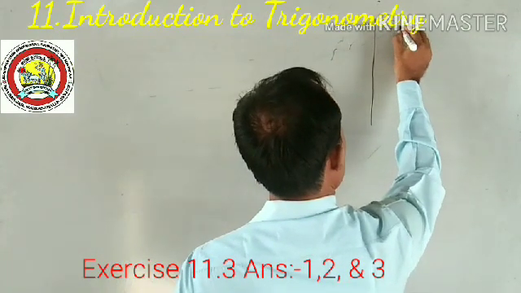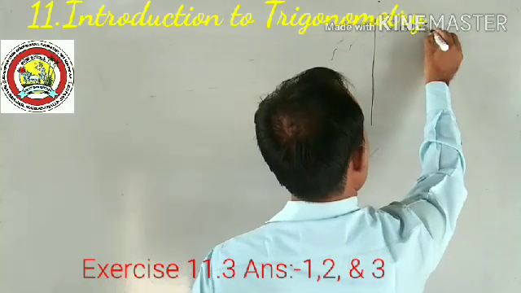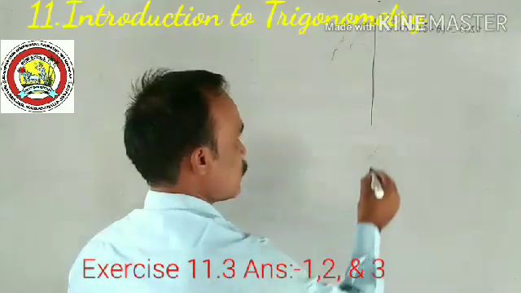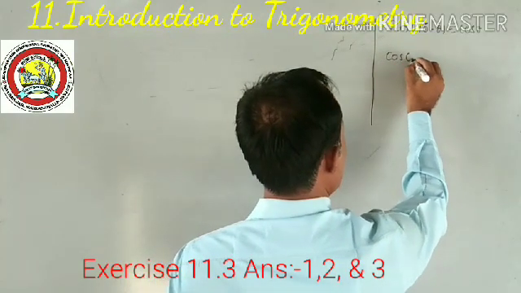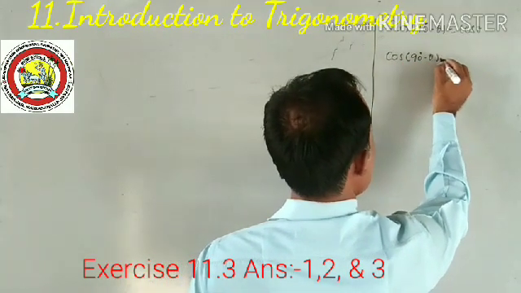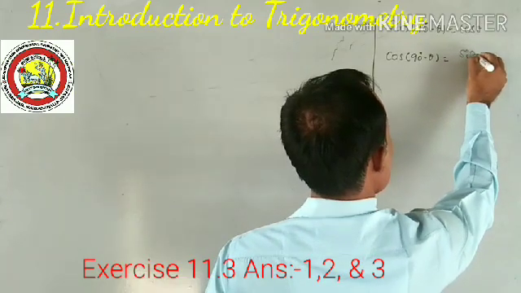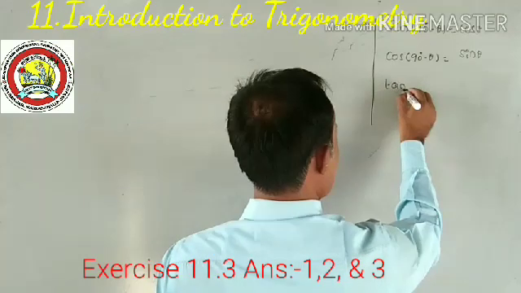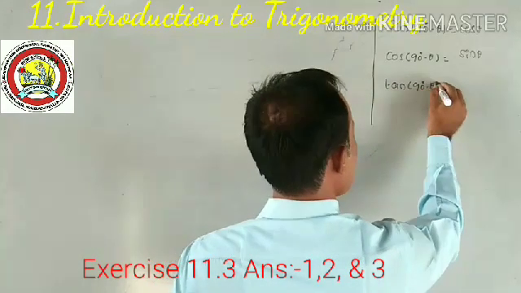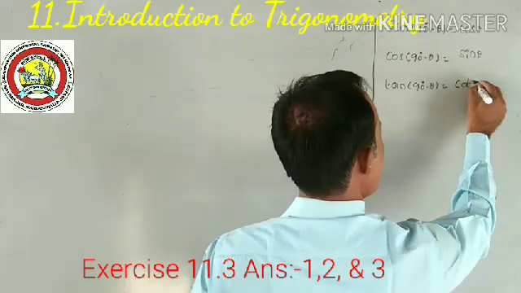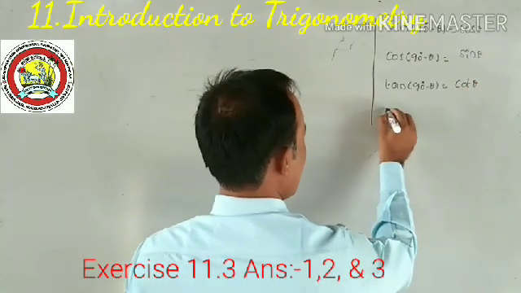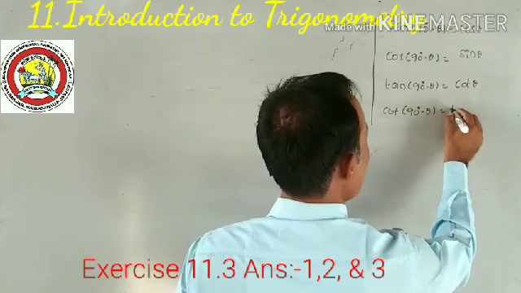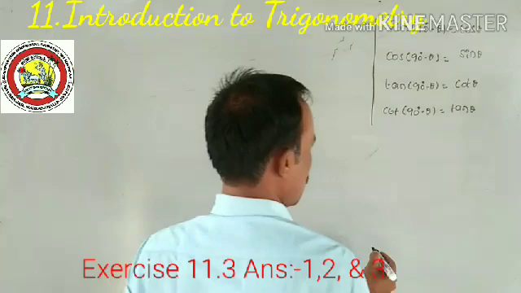As sine 90 degree minus theta can be written as cos theta. Next, cos 90 degree minus theta can be written as sin theta. Next, tan 90 degree minus theta can be written as cot theta. Then write cot next. Cot 90 degree minus theta can be written as tan theta.